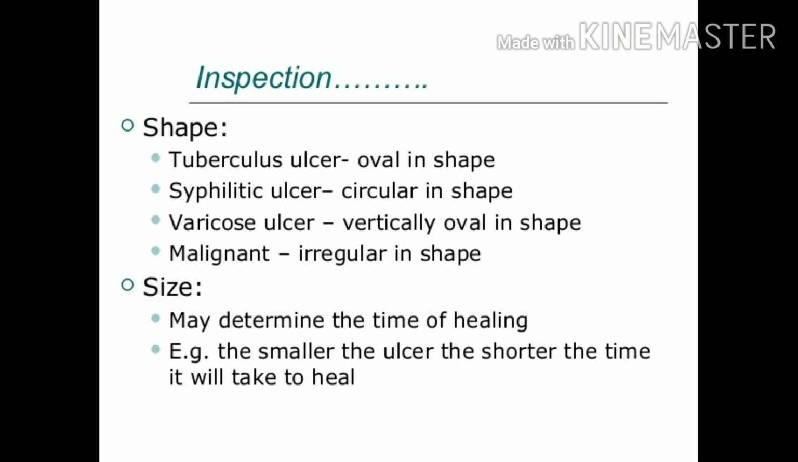Now on inspection, you have to first see the shape of the ulcer, because there are typical shapes which can be seen in different specific types of ulcers. Tuberculous ulcers will be oval in shape, syphilitic ulcer will be circular in shape, varicose will be vertically oval in shape, and malignant will be irregular in shape.